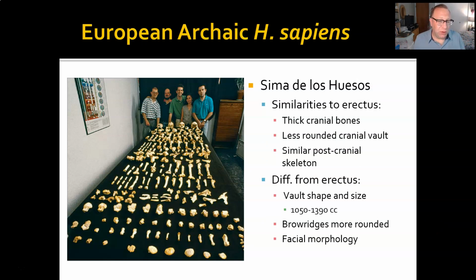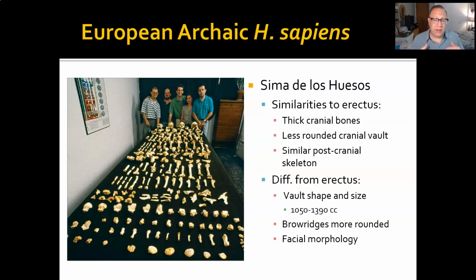Let's take a look at these bones real quick. What are the similarities to Erectus? Thick cranial bones, less rounded cranial vault, similar postcranial skeleton as well. But they are different from Erectus in the size and shape of their cranial vault. 1050 to 1390 cc. So you see right there, we're significantly larger than most Homo erectus right there.